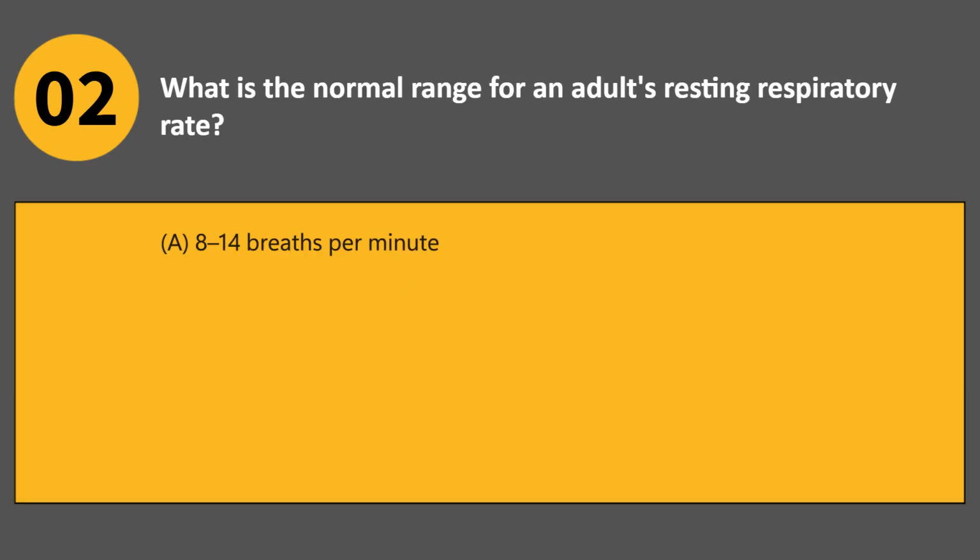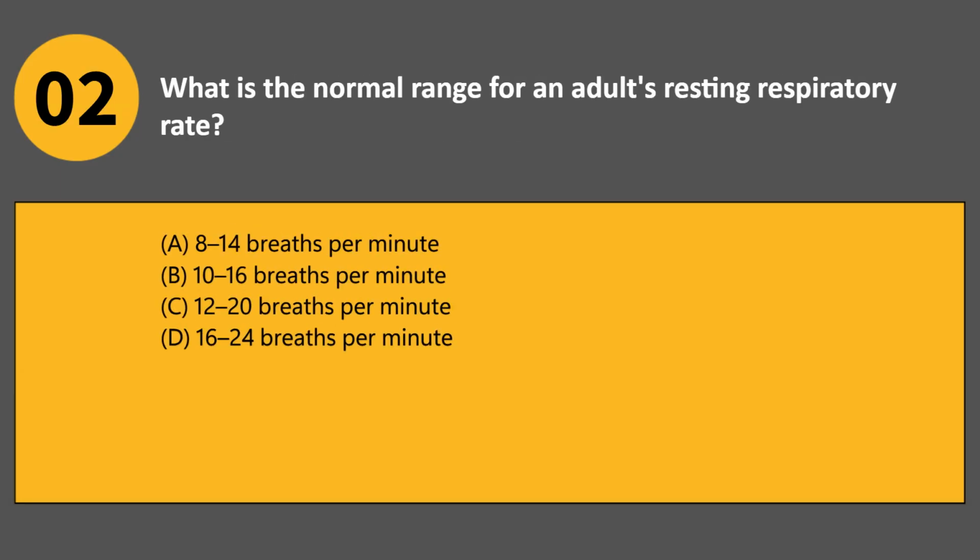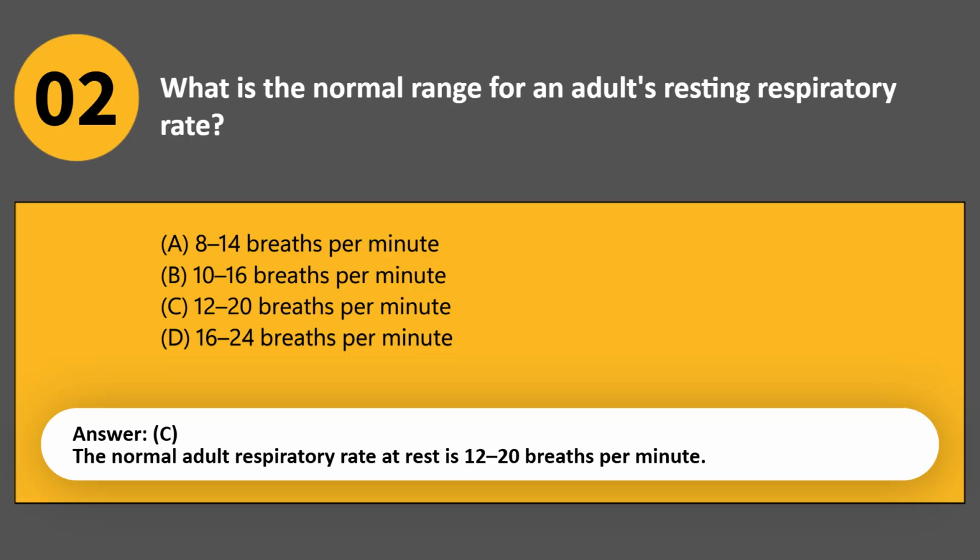What is the normal range for an adult's resting respiratory rate? A. 8 to 14 breaths per minute. B. 10 to 16 breaths per minute. C. 12 to 20 breaths per minute. D. 16 to 24 breaths per minute. Answer C. The normal adult respiratory rate at rest is 12 to 20 breaths per minute.